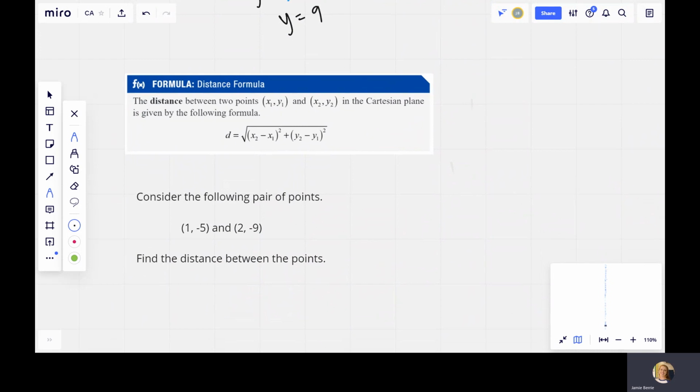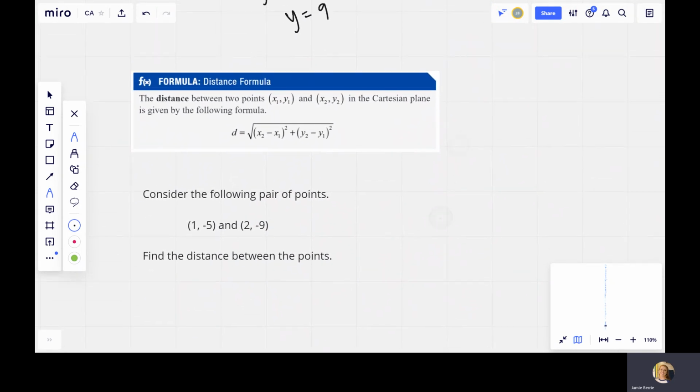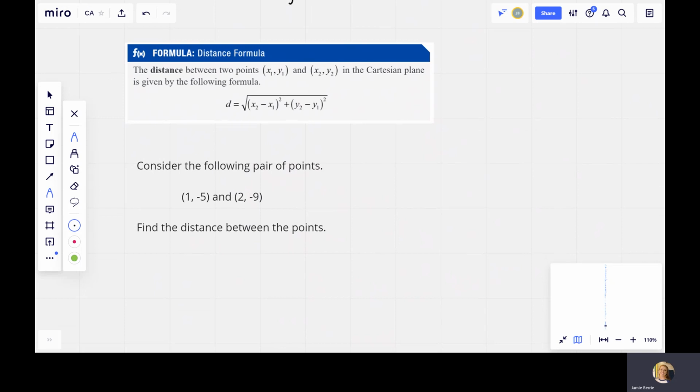All right, we have two formulas that we have to cover. And then we will be done. The first formula is the distance formula. This is something you would want to write on your index card. So you may want to take a second, pause the video, and go ahead and write this distance formula down.